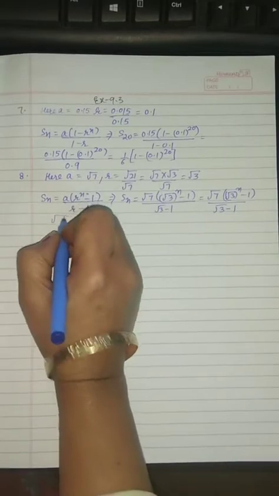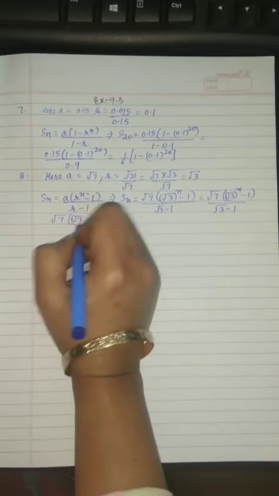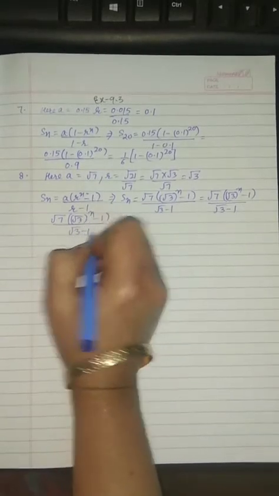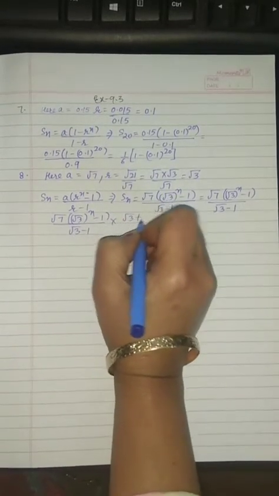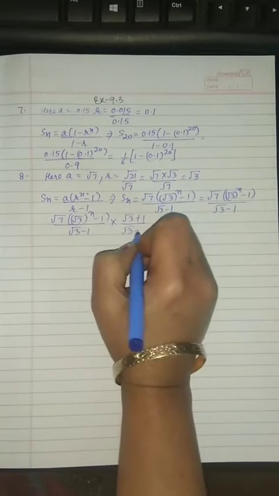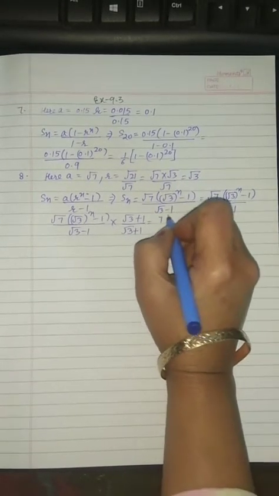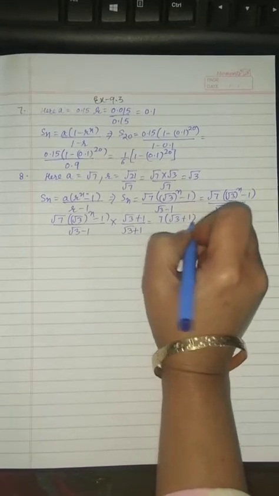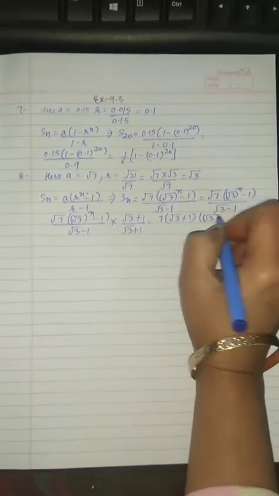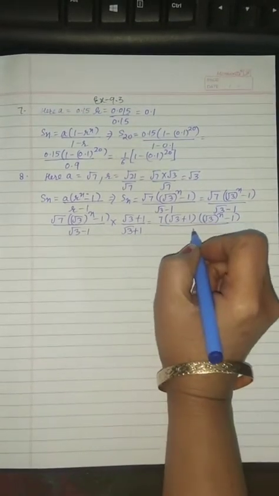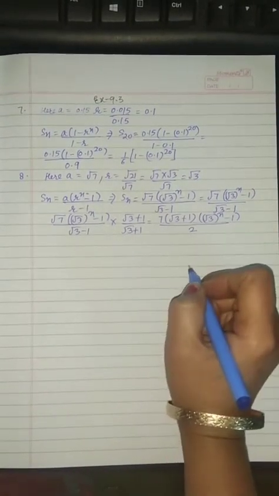Now we will rationalize the denominator, that is under root 3 minus 1. So we put under root 3 plus 1 in the numerator and under root 3 plus 1 in the denominator. So we get under root 7 into under root 3 plus 1 into under root 3 raised to power n minus 1 upon 3 minus 1, that is 2. So this is our answer.